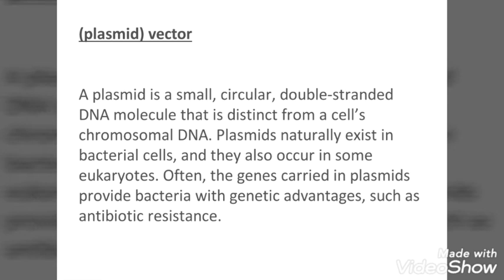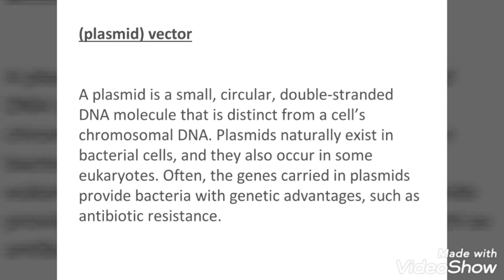Plasmids naturally exist in bacterial cells. Yes, plasmids are naturally present in bacterial cells, and they also occur in some eukaryotes. Some eukaryotic cells also have this type of plasmid. Often the genes carried in the plasmid provide bacteria with genetic advantages.